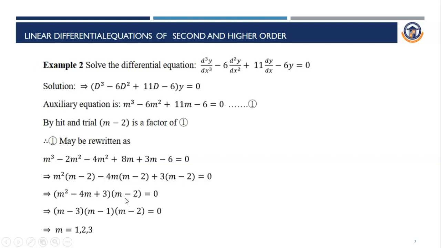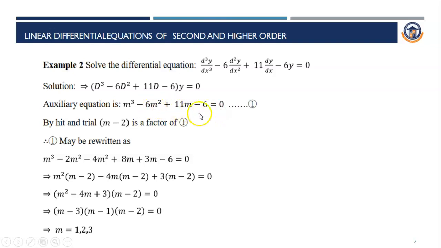So next example, solve the differential equation d cube y divided by dx power 3 minus 6 into d square y by dx square plus 11 dy by dx minus 6y is equal to 0. So we can write this equation: d cube by dx power 3 is d cube, d square by dx square is d square, and d by dx is equal to d. Next we take this common y outside. That is, d cube minus 6d square plus 11d minus 6, into y, is equal to 0.